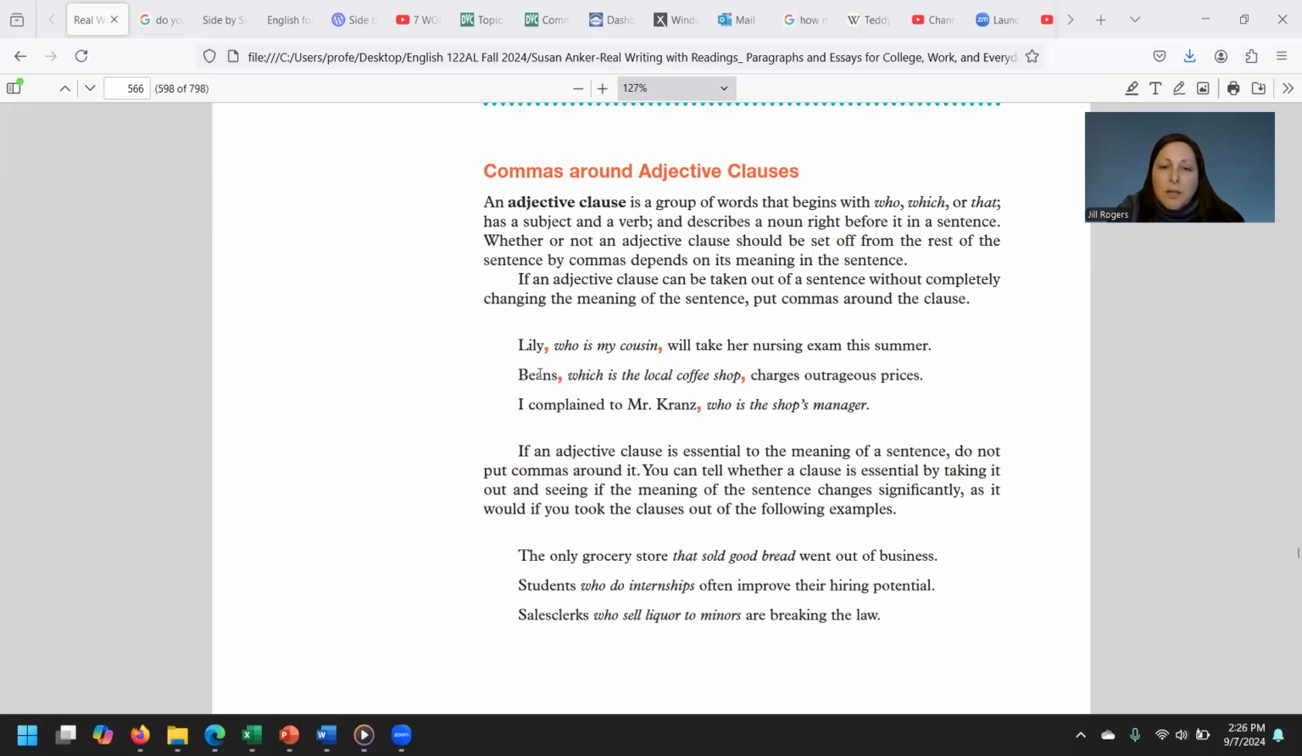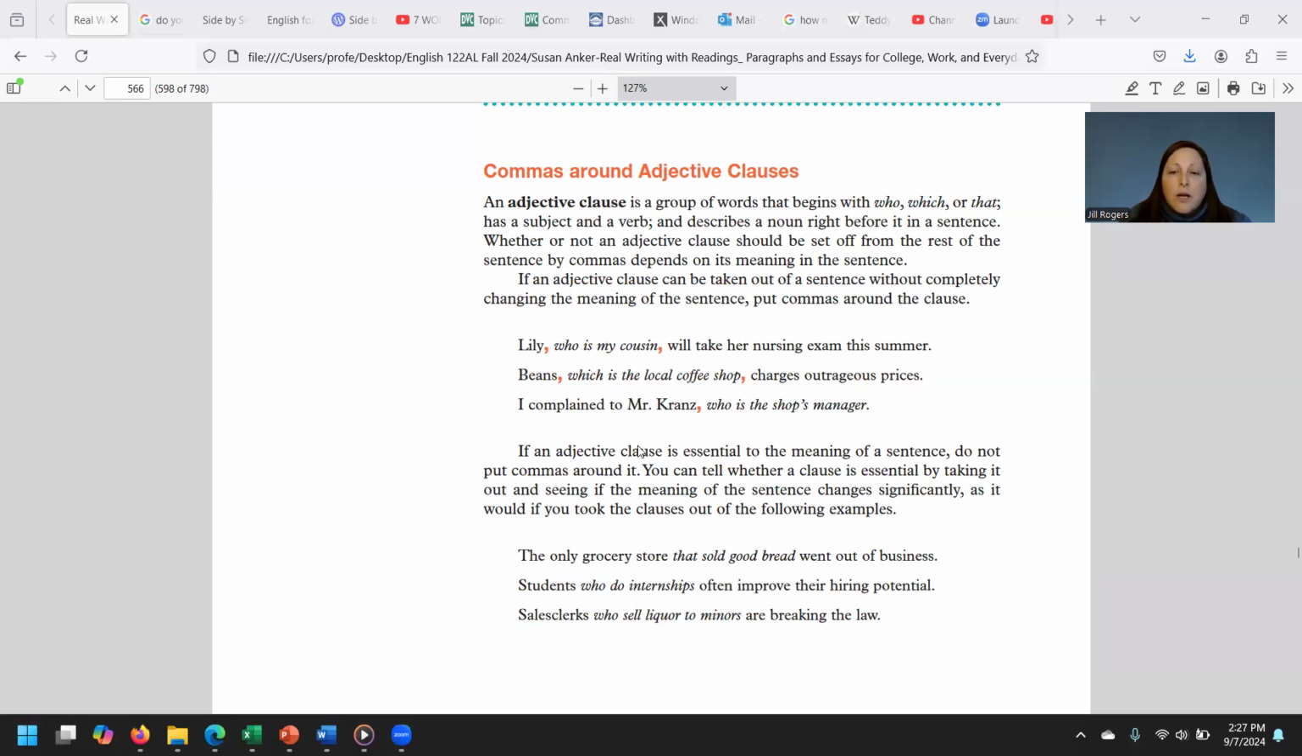And the difference with an appositive is that we don't have who, which, or that in an appositive, okay? So let's take a look at Beans. Beans charges outrageous prices. Oh, that seems to make sense. Beans, which is the local coffee shop, charges outrageous prices. We see that that's just extra information, so we should put commas around it. All right, the next one is: I complained to Mr. Kranz, who is the shop's manager. In this case, this is extra information about this person. Really, the important part of the sentence is that they're complaining about the outrageous prices, right? So this other part, who is the shop's manager, is extra information.